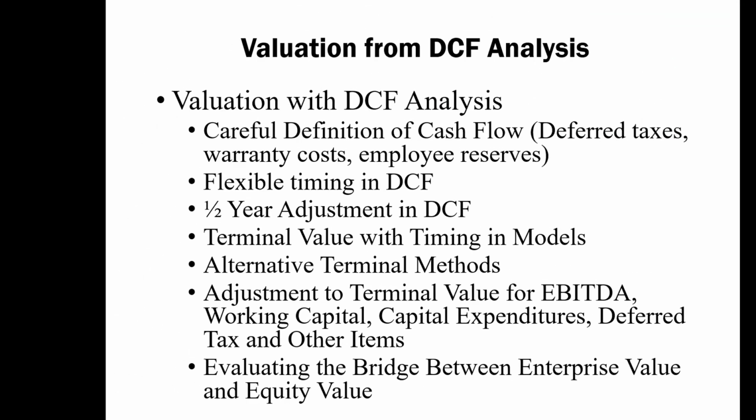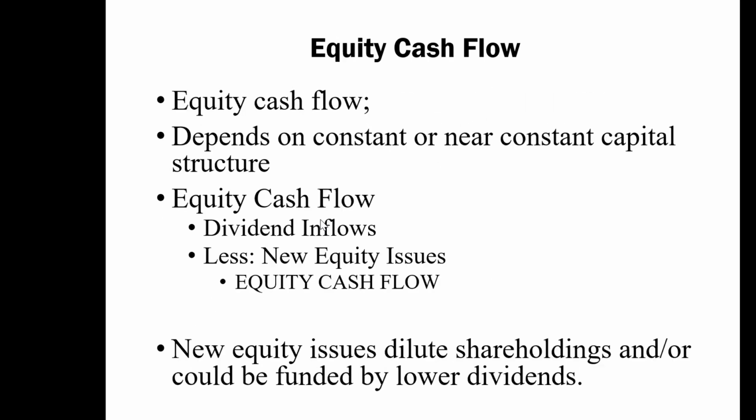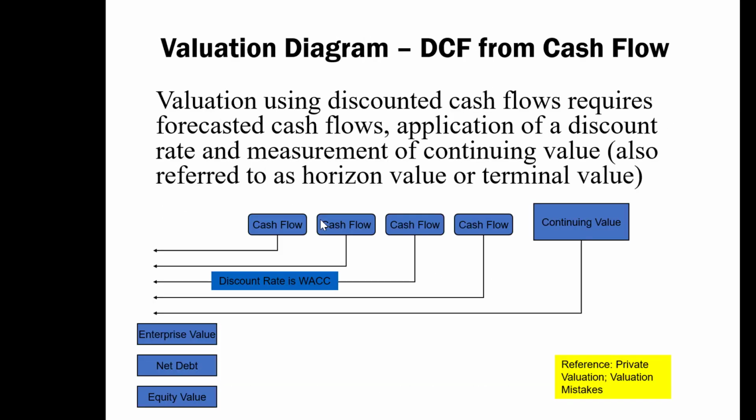So when we do our valuation, there are a couple of things I do. I always make a flexible timing and always make kind of a half-year adjustment. You don't want to assume that all your revenues come in the beginning of the year or the end of the year. And then the big issue is terminal value. And I want to focus on terminal value. So we get our free cash flow, can get our equity cash flow. We're discounting our free cash flow and discounting the big terminal value to today.